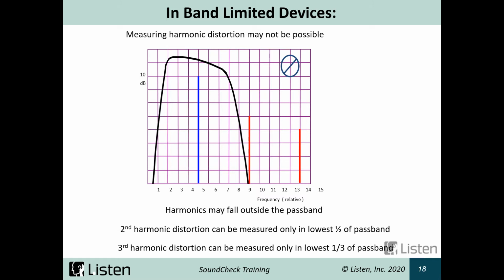4.5K and trying to get distortion products there, well, the second harmonic is already out of the passband. And when you think about it, really the second harmonic distortion can only be measured in the lowest half of the passband, and third harmonic distortion can only be measured in the lowest third. And as you try and get to higher orders, we're narrowed down to even smaller frequency ranges.